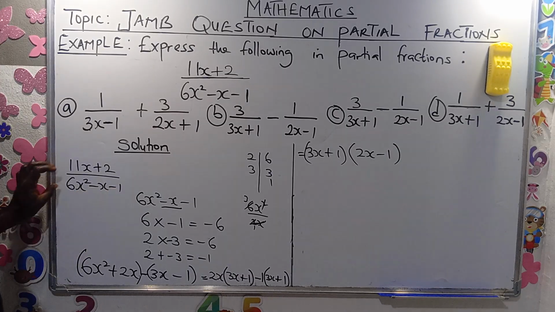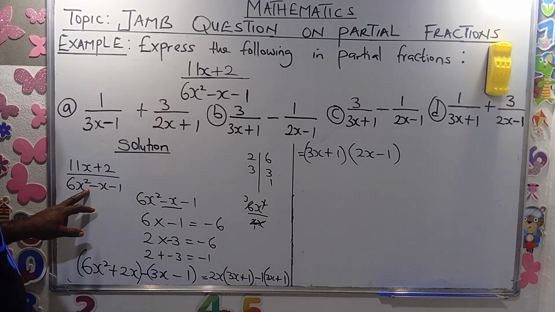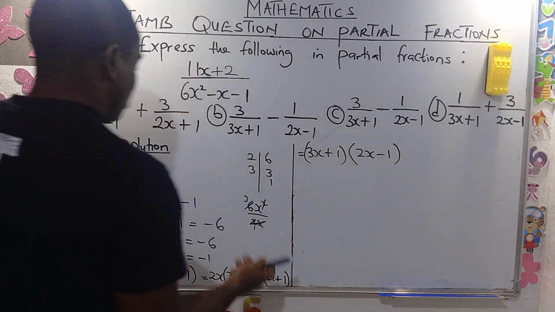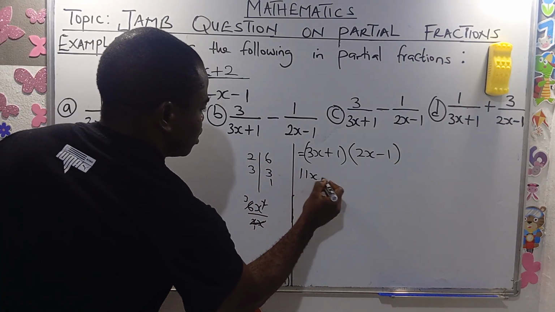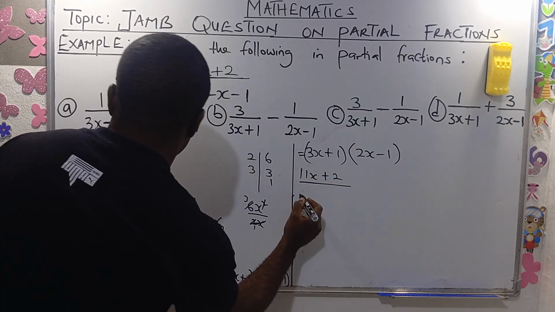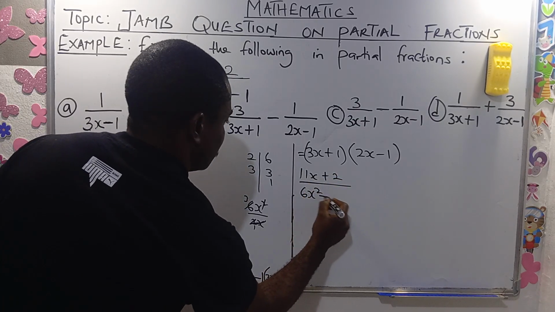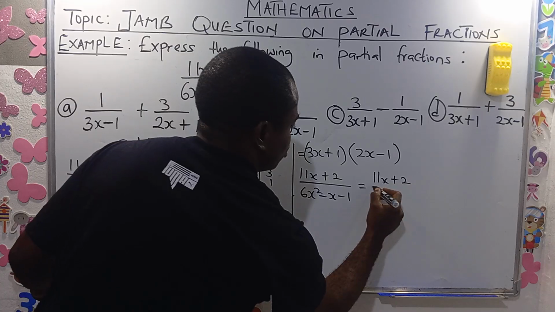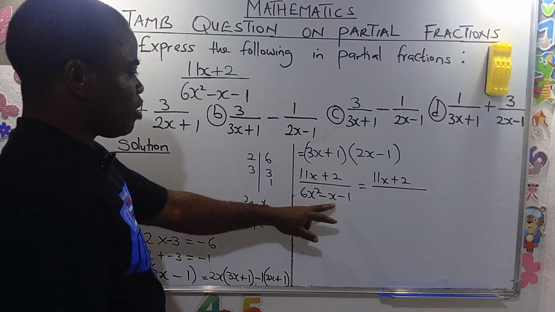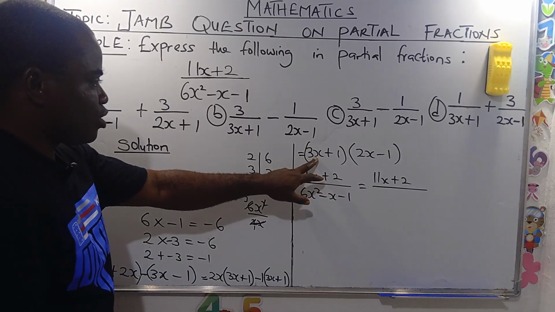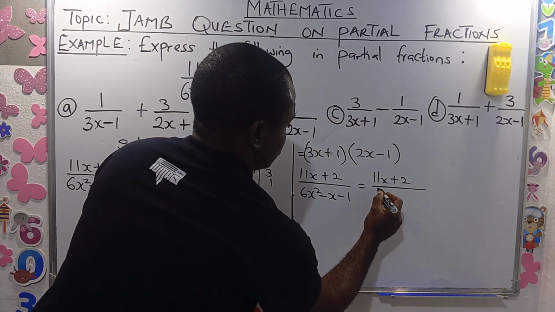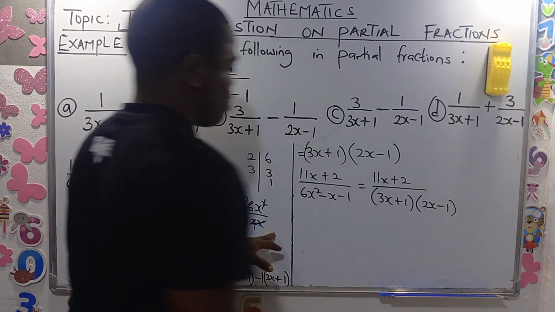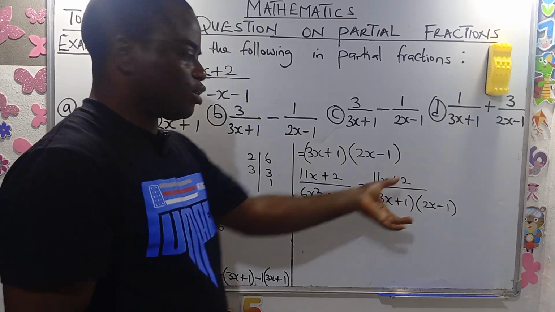You now replace it back: replace 6x squared minus x minus 1 with 3x plus 1 multiplied by 2x minus 1. Now I have 11x plus 2 over 6x squared minus x minus 1 equals 11x plus 2 over, instead of writing 6x squared minus x minus 1, replace it back with this expression, which is 3x plus 1, 2x minus 1. Okay, now we'll be considering this last expression.